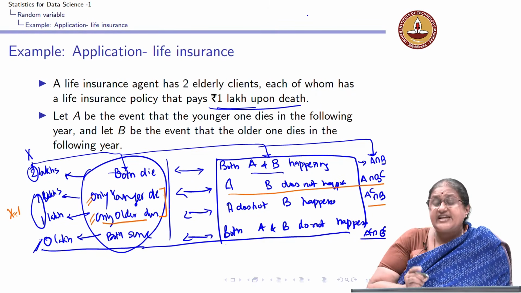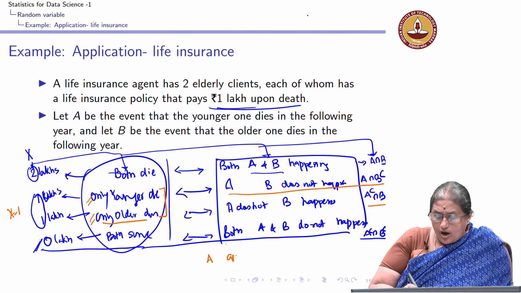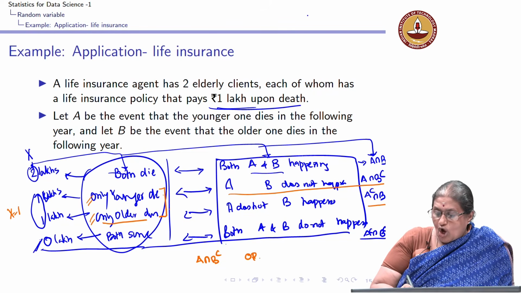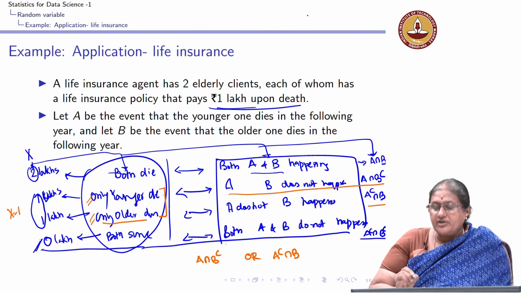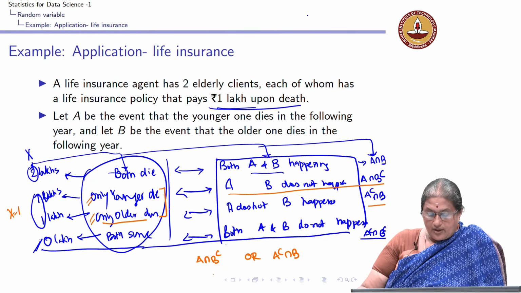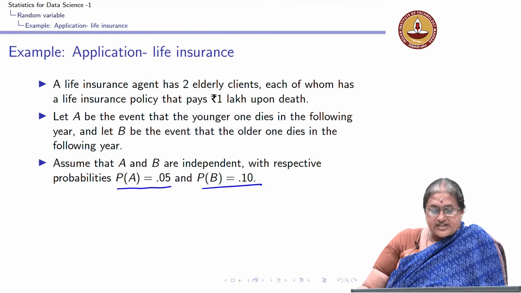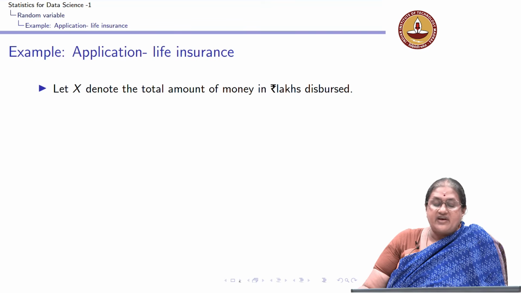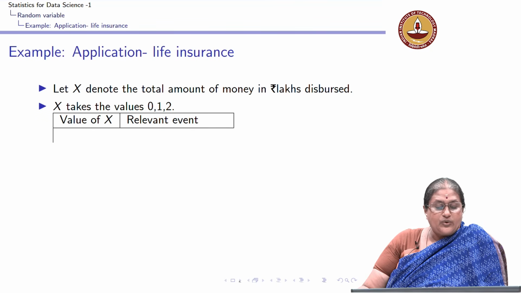We have already seen earlier that A or B happening is represented by A union B. Here I am not talking about A or B; I am talking about A intersection B complement or A complement intersection B for the value of X to be equal to 1. So we can summarize the discussion by saying what values X takes. X takes the value 0, and the relevant event is A complement intersection B complement.